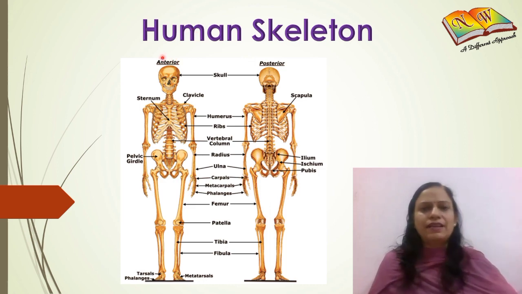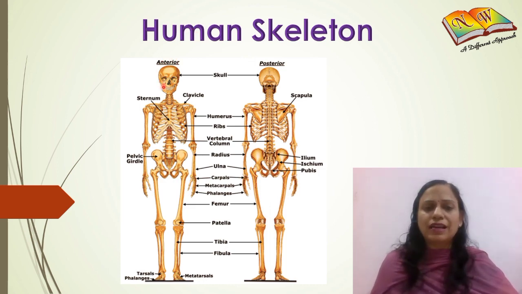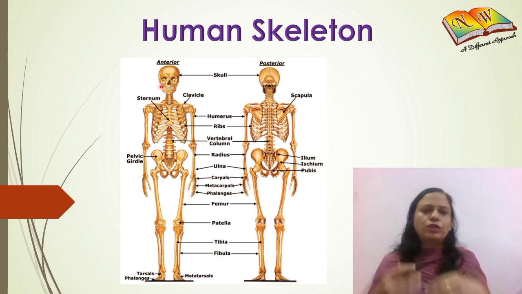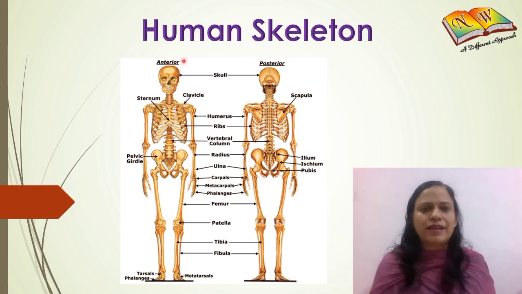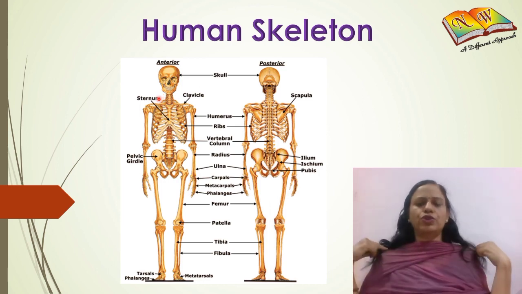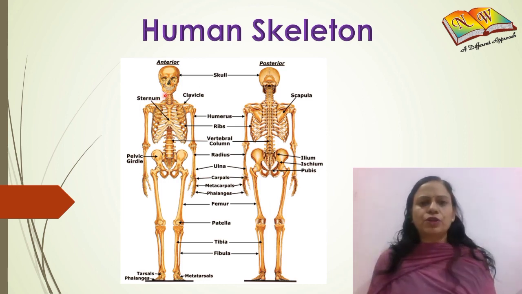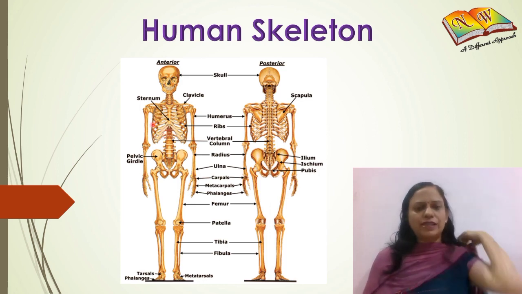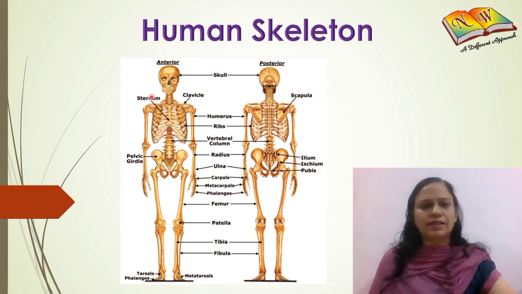So from the anterior view, what are the major bones that are visible? First of all, the skull. This is our skull. It's visible both from the anterior as well as the posterior ends. That is why it has been labeled on both the figures. Next, as you go down, you have the shoulder bone here, which is also known as the clavicle. Going further down, you have the chest bone. Exactly in the center of your chest, you have this bone, which is known as the sternum.